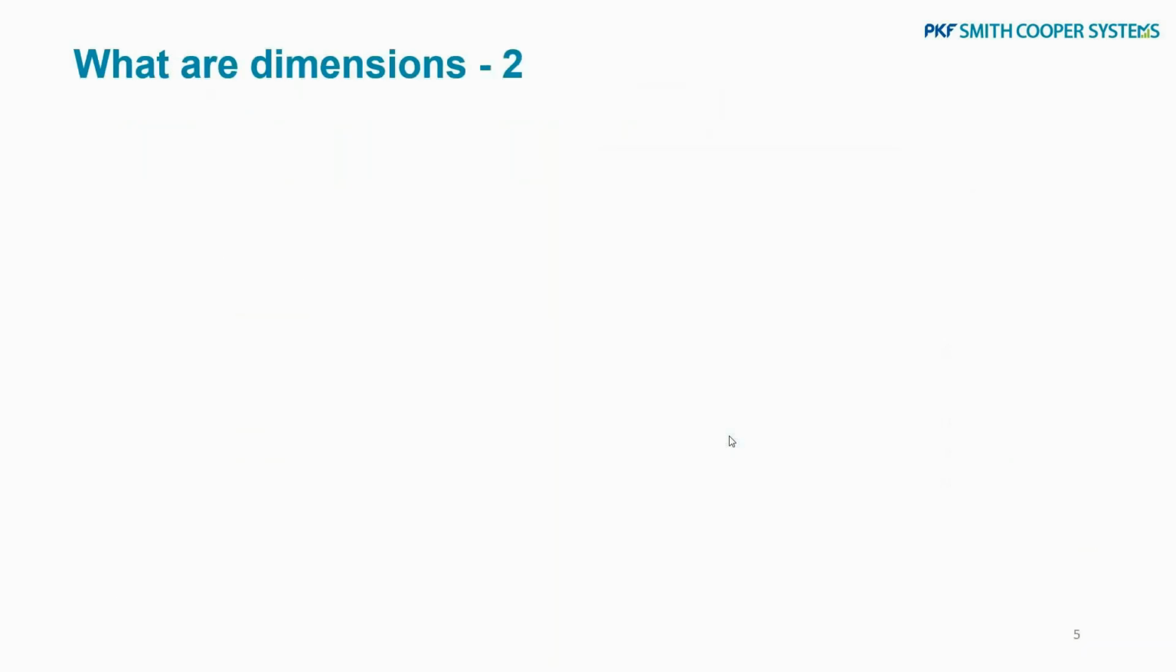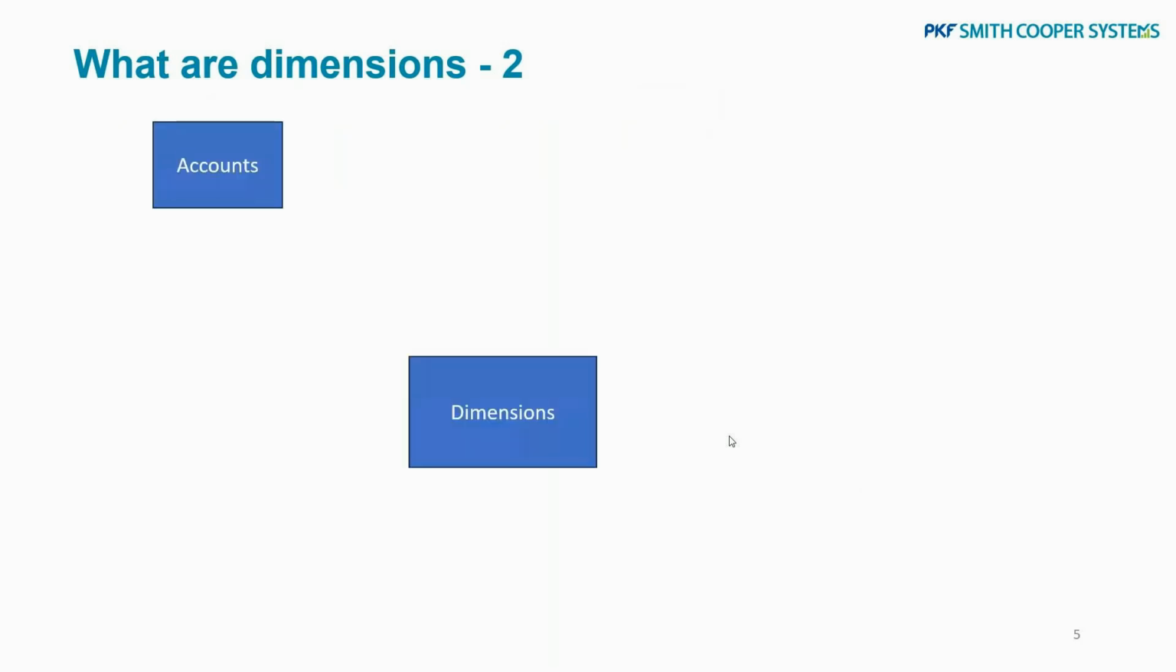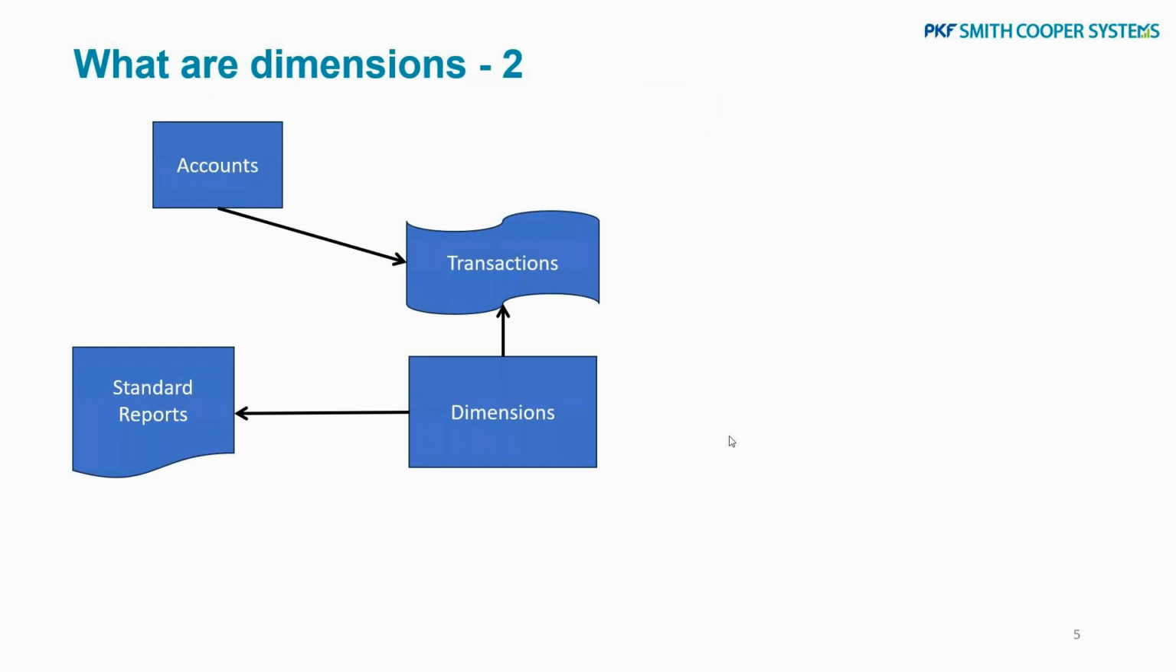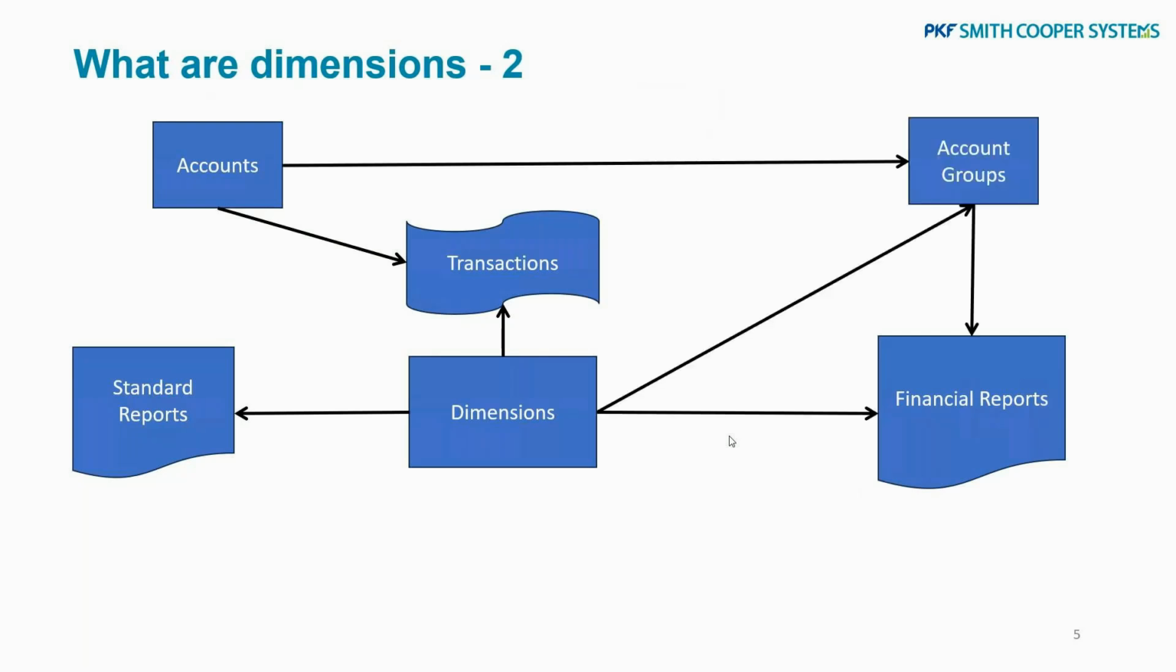So now we know that dimensions can be key to reporting. Let's just see how that looks visually. We know that we've got dimensions and accounts that we use within transactions, and those transactions can then be used when we're looking at our standard reports. We can filter those transactions either by account or by dimension. We can also use it to filter data within our financial reports, and we can also use dimensions within account groups. So when we're setting up account groups, we can put a dimension filter in there to further refine the data that we're trying to pull out.